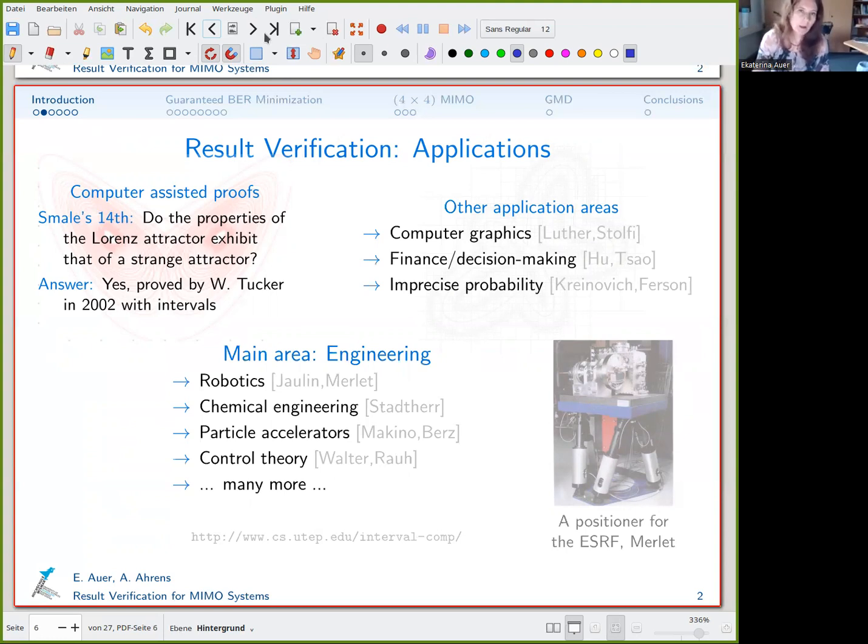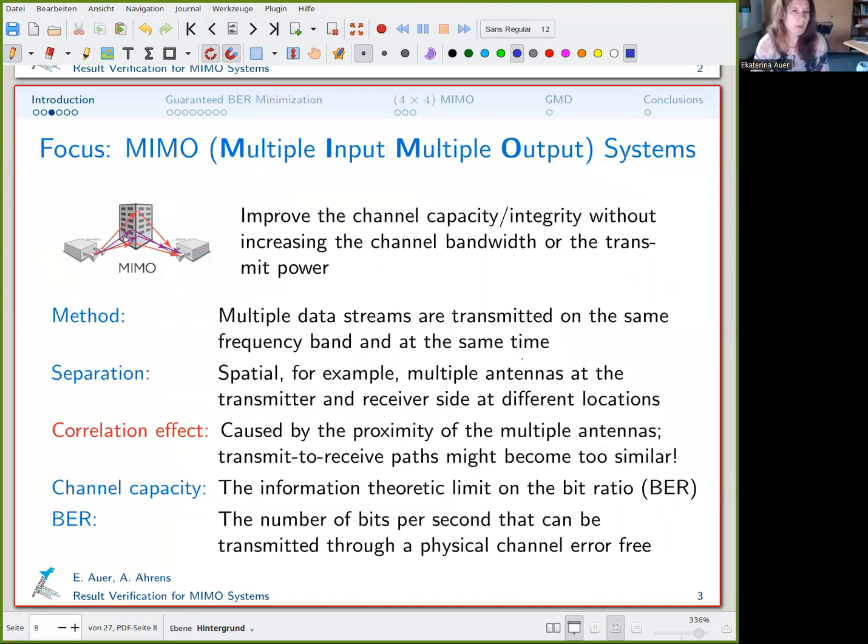And now I'm going to talk about how we can use the approaches that we know from result verification in the area of wireless communications. So what are we going to focus on? We are going to talk about the so-called multiple input, multiple output systems. This technique helps to improve channel capacity or integrity without increasing the channel bandwidth or the transmit power. The method is to transmit multiple data streams on the same frequency band at the same time.